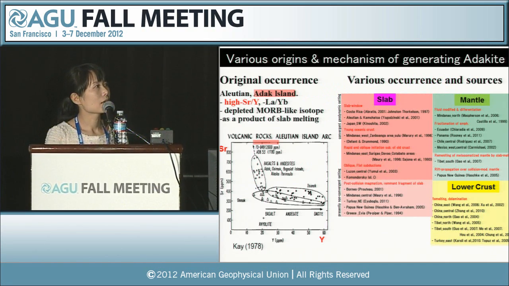Adakites have been found in various tectonic settings since first reported as a product of slab melting in Adak Island by Kay in 1978. Recent studies suggest various occurrences and sources for generating adakites, such as slab, mantle, and lower crust for their origin, and many mechanisms have been suggested.